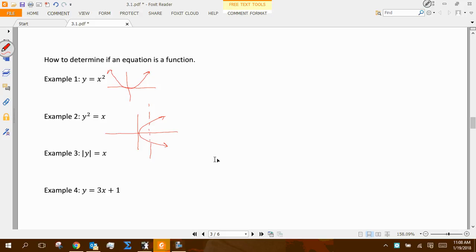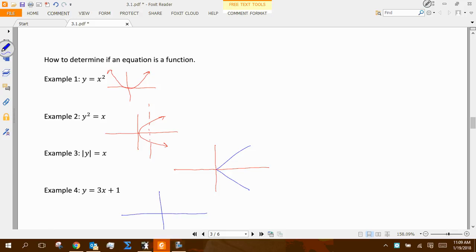The absolute value of y equals x is going to be kind of a similar thing to that parabola. It actually looks like this. It's a V, but it's kind of opening to the right here. Again, we fail. And then this one here, y equals 3x plus 1.